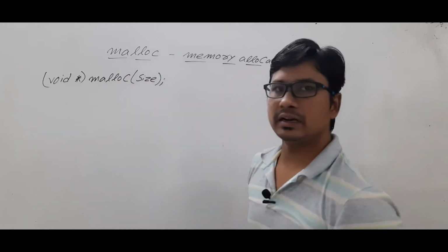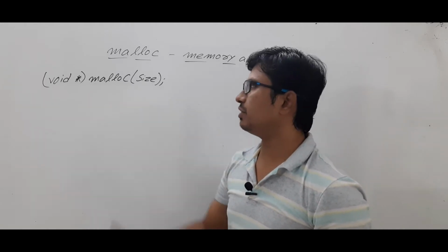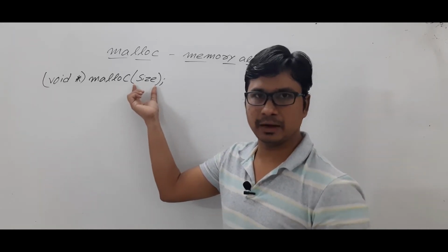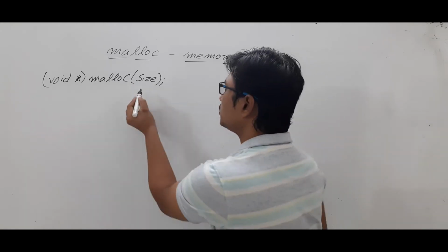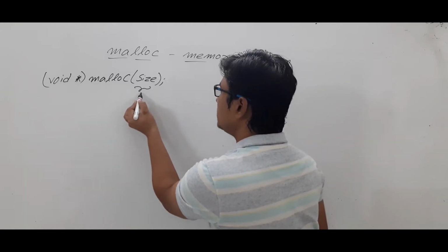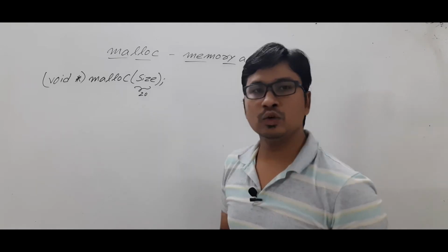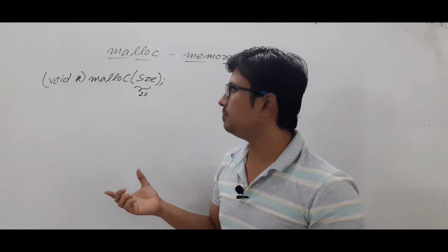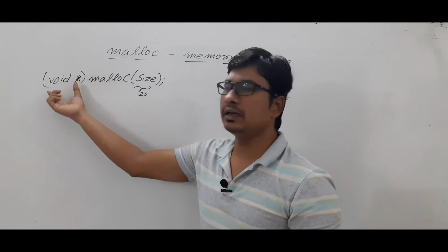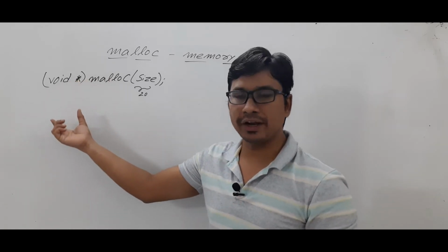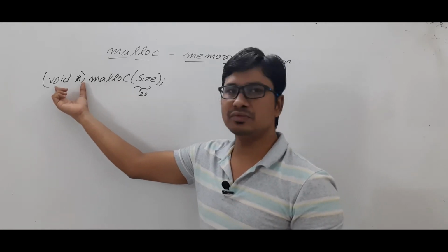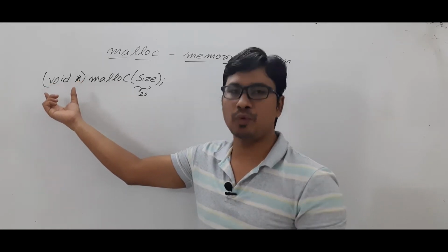So this is the generalized syntax of a malloc function. This function will take a size as a parameter. Suppose the user has entered the size as 20. Then 20 bytes of memory will be allocated contiguously and the address will be returned by a void pointer. So malloc is the name of the function, and this function will return a void pointer.